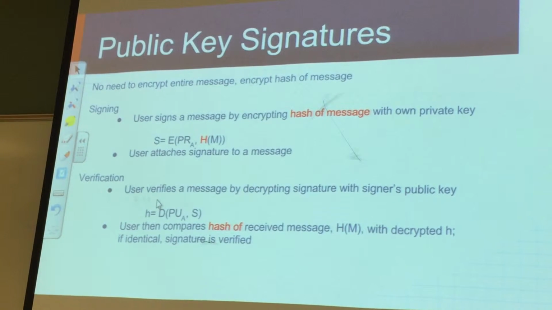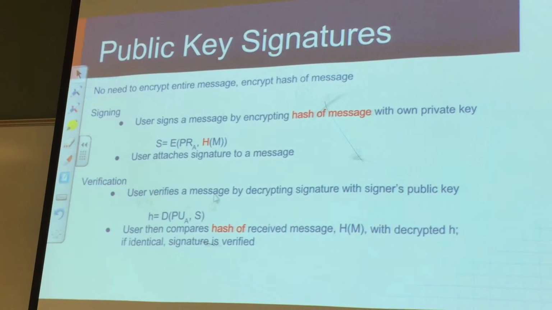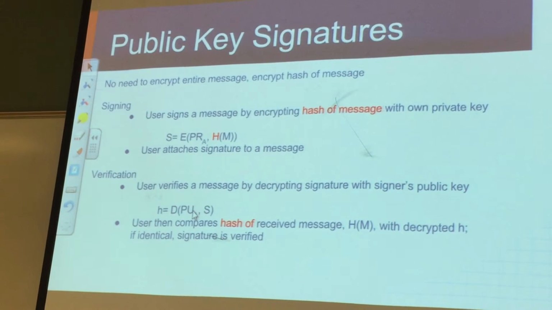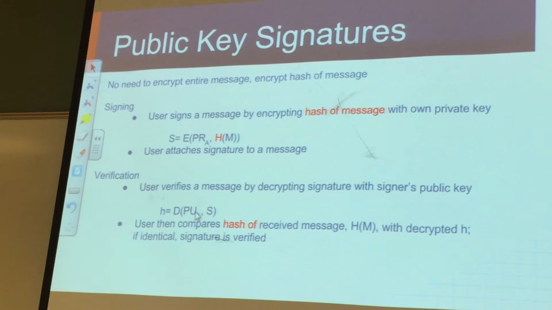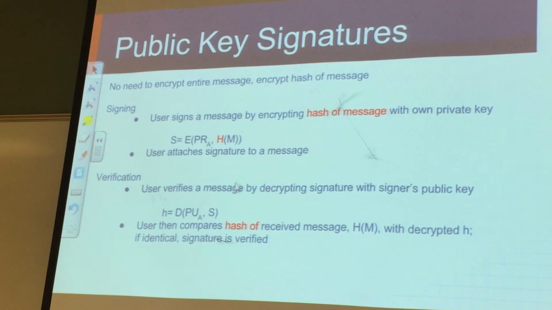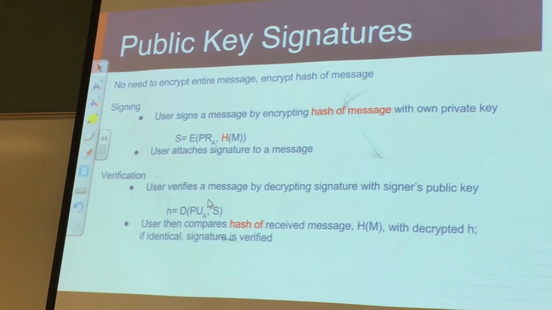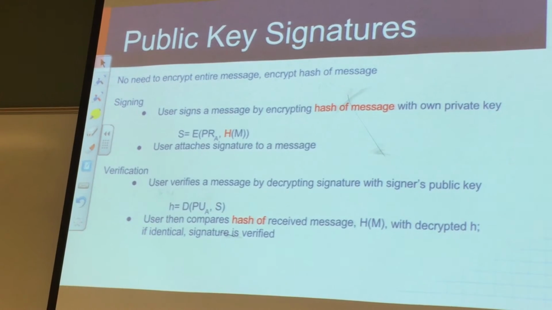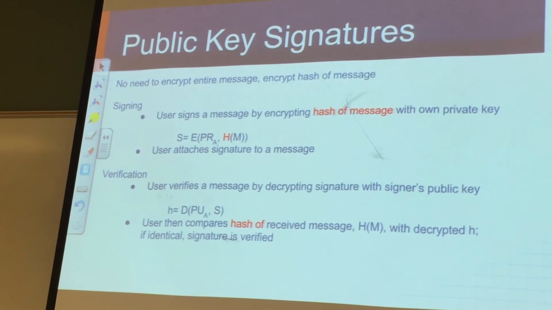So the way the receiver can verify it is, you receive that signature, you generate the hash, and then you use the public key of the sender. If that hash matches the one you generated, it means that the content of that message is authentic and you know it's received from the user.